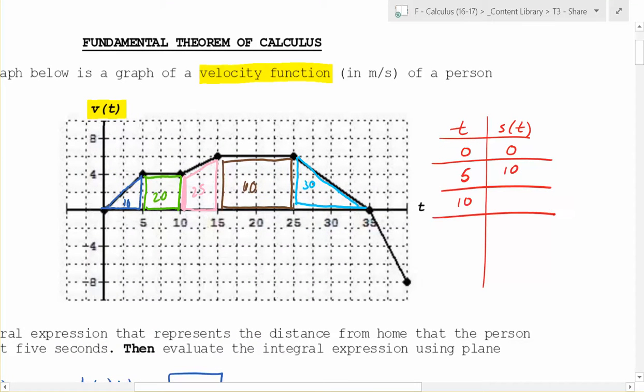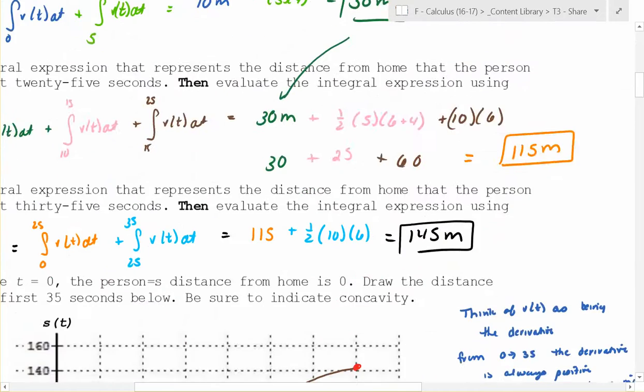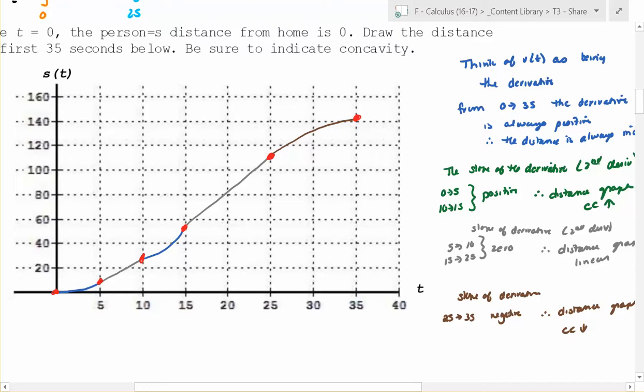So at 10, how far have you gone at 10? 30, right? And then at 15, how far have you gone? 55. So can you fill in the rest of these like this? So what you do is you graph those points. So you see all those points right there? So what do you see there? 10, 30, 55, right? And you graph them.